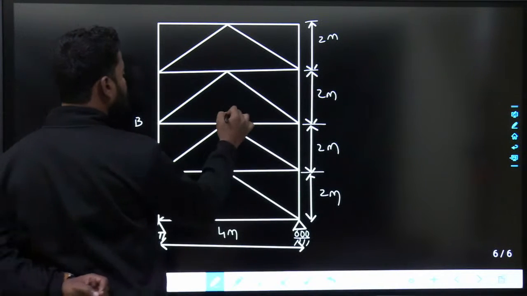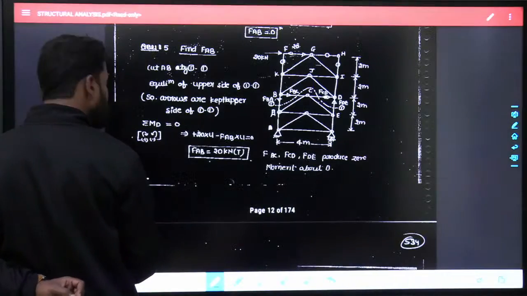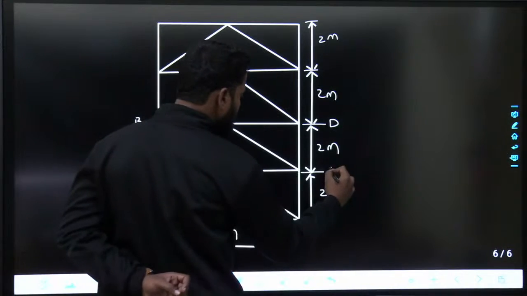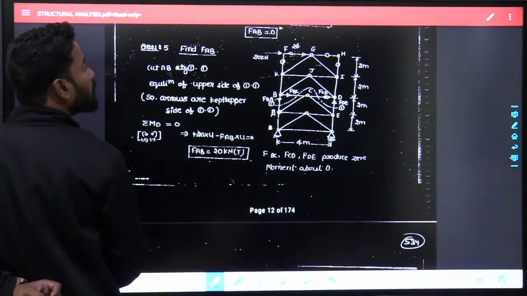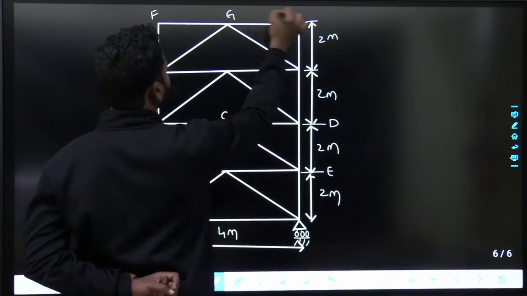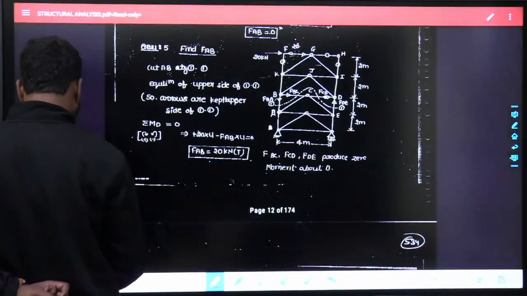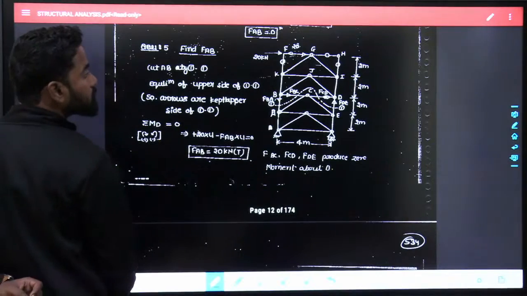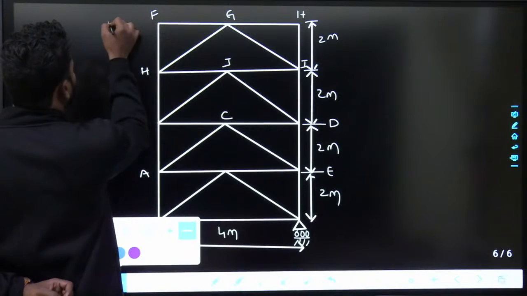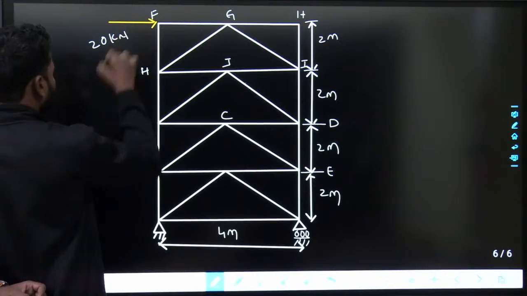A, B, C, D, E, F, G, H, I, J, K, and 20 kilonewtons is applied over here. So the load applied over here is 20 kilonewtons.